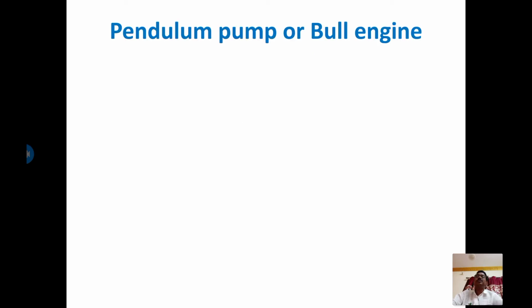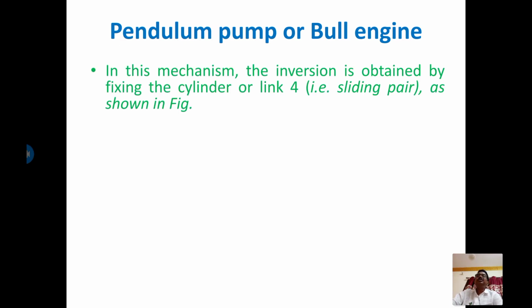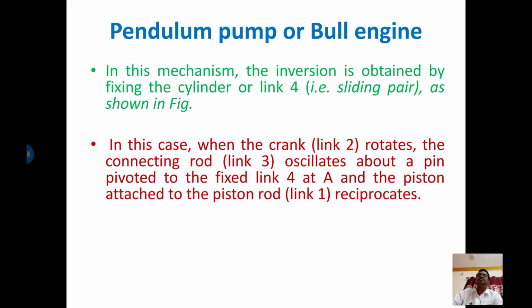4 inversions are possible. First one is the pendulum pump or bull engine. In this mechanism, the inversion is obtained by fixing the cylinder, or link 4, the sliding pair, as shown in the figure. Link 4 is fixed, and in this case the crank rotates, the connecting rod oscillates about a pin pivoted to the fixed link 4, and the piston attached to the piston rod reciprocates.